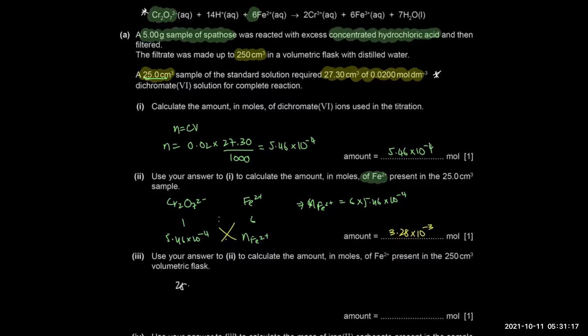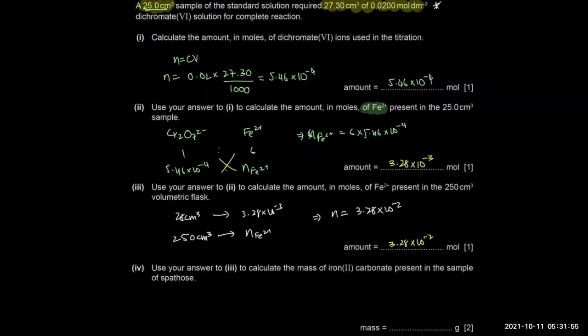तो अगर 25 cm क्यूब में हमारे पास है 3.28 times 10 to the power of minus 3, तो 250 cm क्यूब में कितना था? We just had 10 times as much. So 3.28 times 10 to the power of minus 2. Exactly. So this is just 10 times as much, which implies that the number is equal to 3.28 times 10 to the power of minus 2. Good. So that's how many moles we had of iron 2 plus in the 250 cm cube solution.